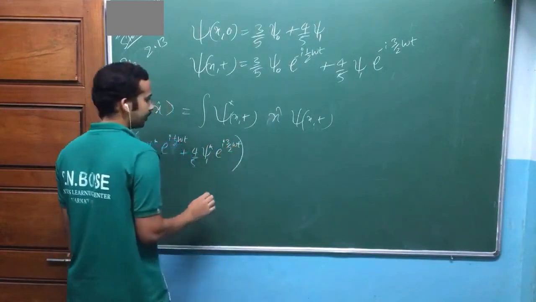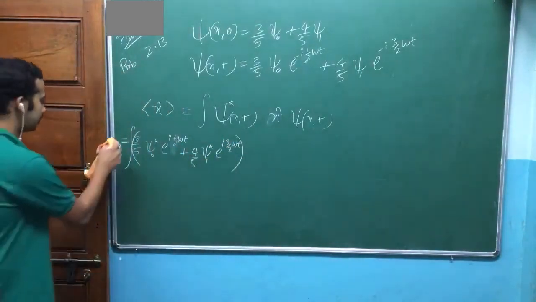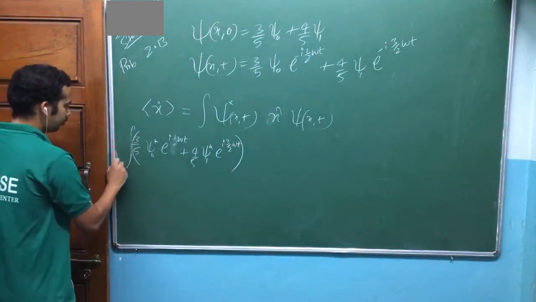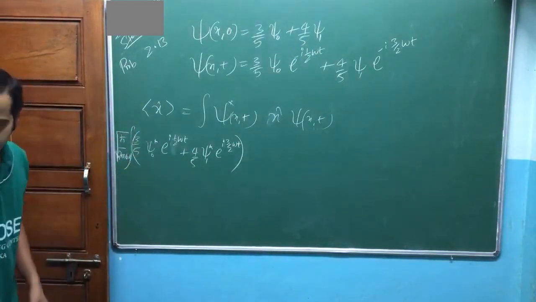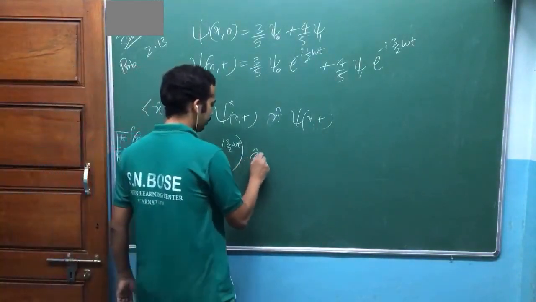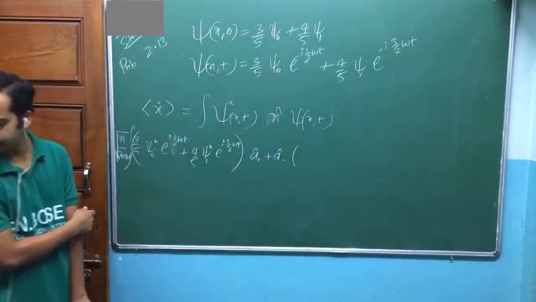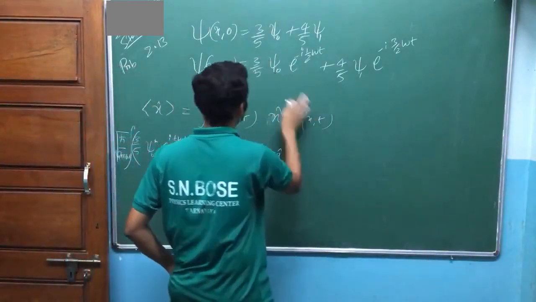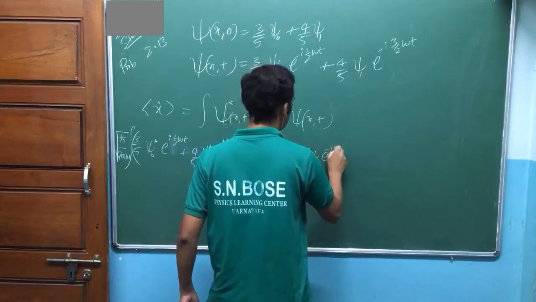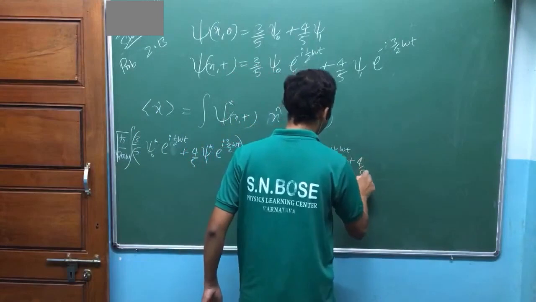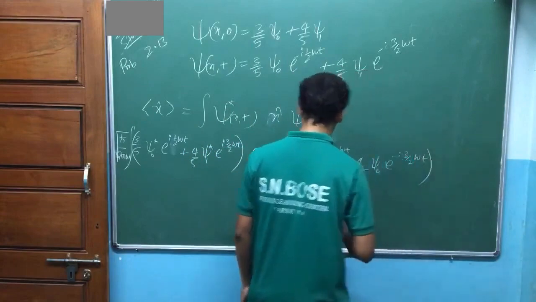Now what is x cap? Again, I should have kept some space for that one. It is root of h bar by 2m omega, times a plus cap plus a minus cap operating on the rest of the part, psi of x comma t, which is 3 by 5 psi naught e power minus I half omega t plus 4 by 5 psi 1 e power minus I 3 by 2 omega t. Just check it out.